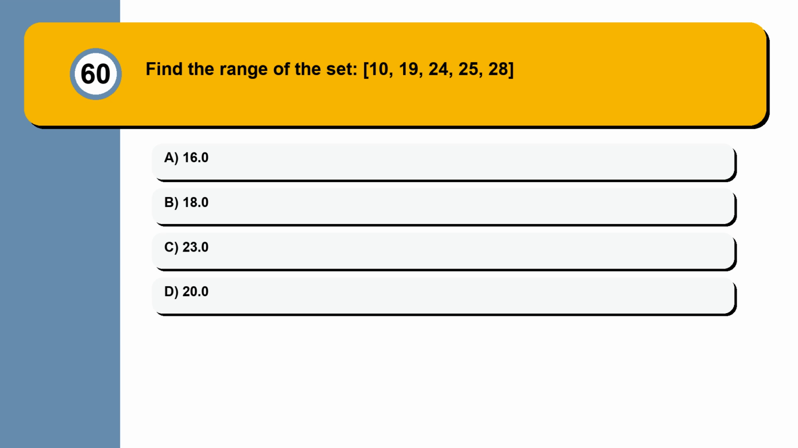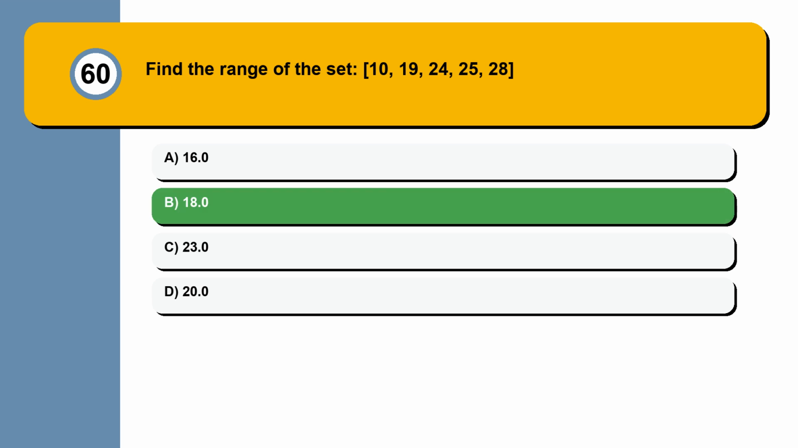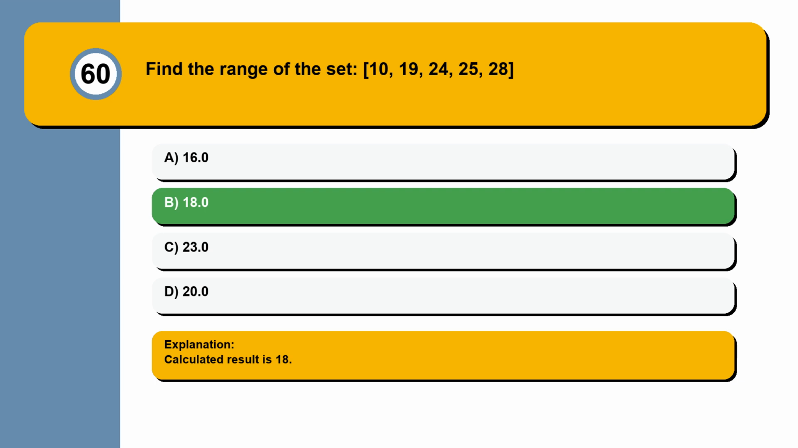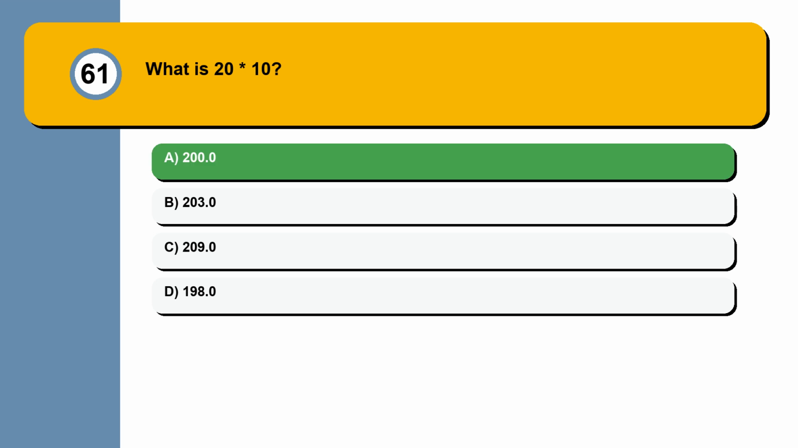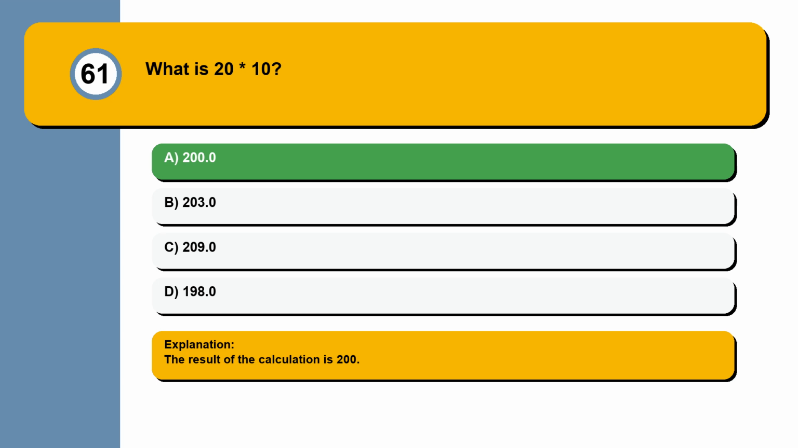Question 60. Find the range of the set 10, 19, 24, 25, 28, 16.0, 18.0, 23.0, 20.0. Calculated result is 18. Question 61. What is 20 asterisk 10? 200.0, 203.0, 209.0, 198.0. The result of the calculation is 200.